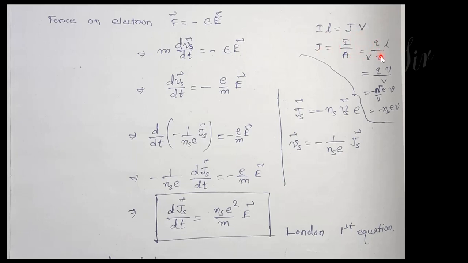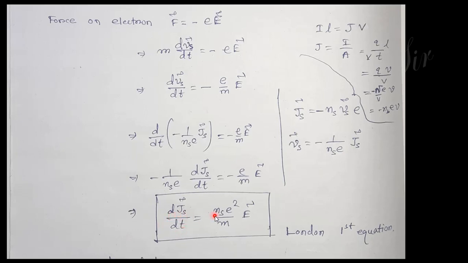I equals Q by t, and A is nothing but volume by length. So length by time is v, small v is velocity, capital V is volume. And Q by V: Q is n into e, number into electronic charge, over volume. So N by V is the small n, that is the number density. So J = n e v, with s for superconductor. So Vs is 1 by ns e times Js. Put this value here and take the derivative of only Js, because the others are constant. So you get this relation, and this is the London first equation.